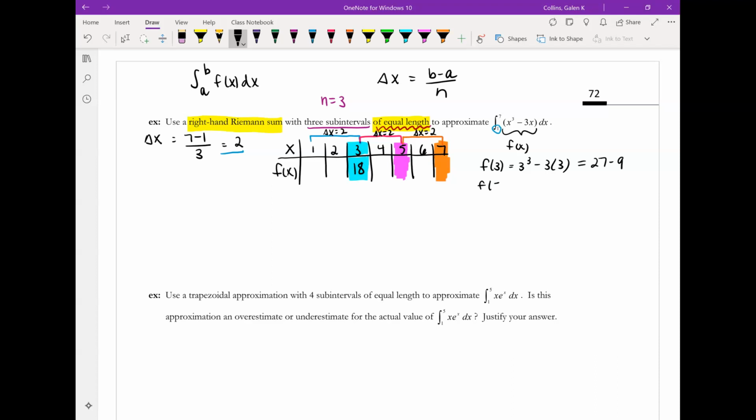For f of 5, we have 5 cubed minus 3 times 5. So 125 minus 15, and that is 110. And then lastly, for f of 7, we have 7 cubed minus 3 times 7, which is 343 minus 21. And let's see, that gives us 343 minus 21. I'm doing this off screen in a calculator. Guys, now I can't subtract in my head. 322.